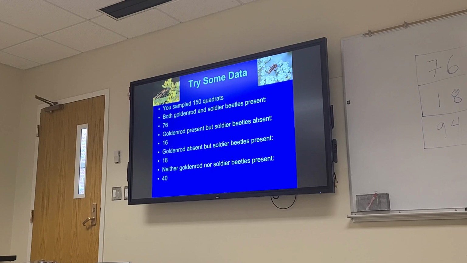So these are my observed values. Okay? Now we gotta calculate the expected.